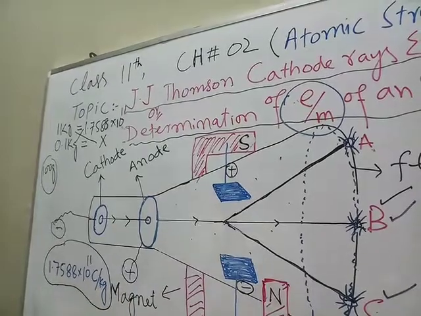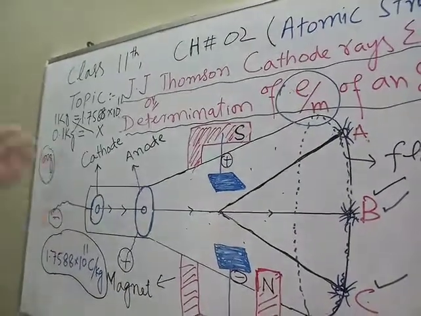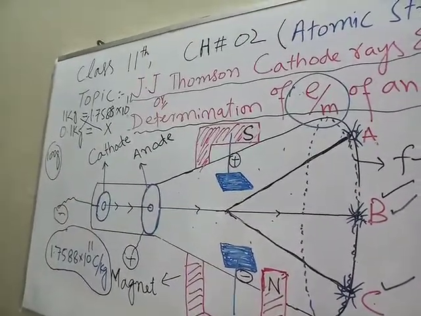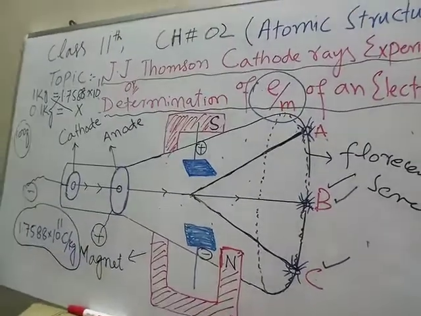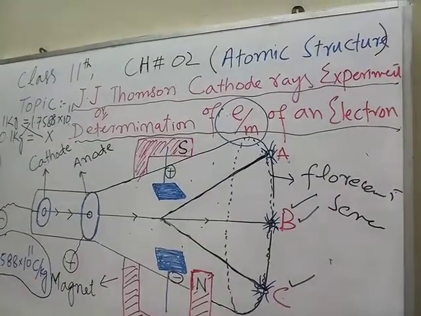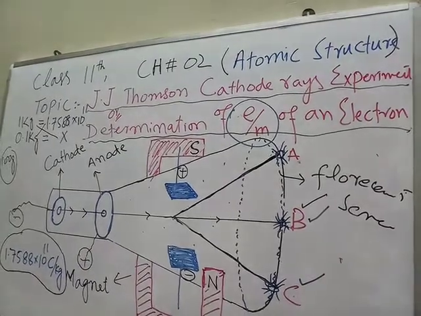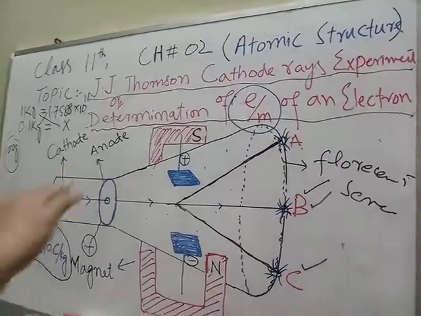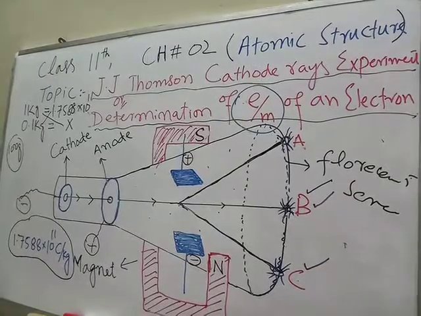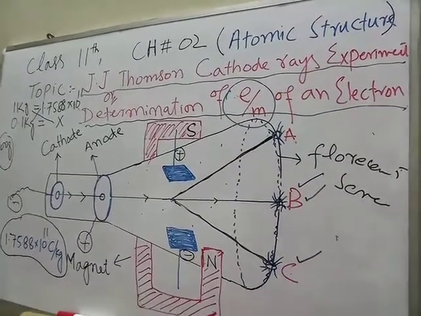In other words, if the charge is given, then we can calculate its mass. So this was the J.J Thomson experiment, and he determined the charge to mass ratio, that is e/m of an electron, in a modified discharge tube. So this was something about the J.J Thomson experiment.